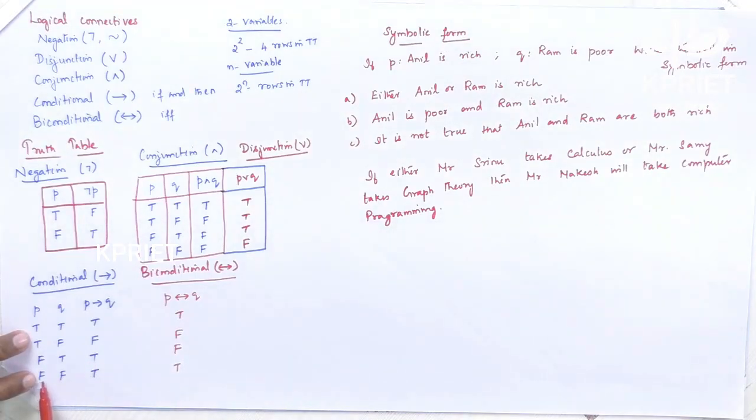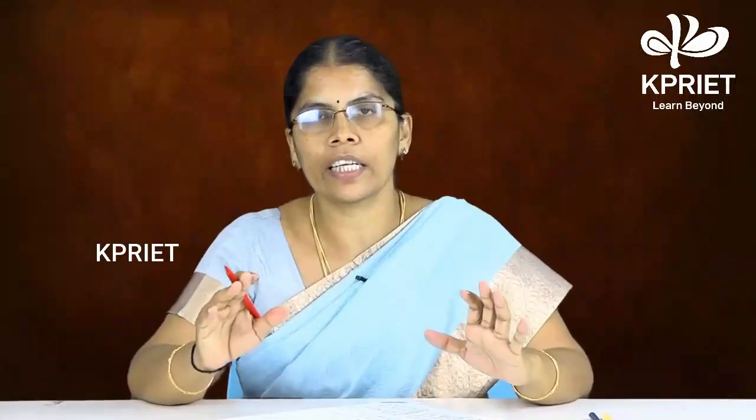Here also it is identical, FF, so therefore I'll have the truth value to be T. But here, if you see, I have got a mixture of T and F, so therefore the net resultant will be F. So for the biconditional, the truth value will be T only if the truth values of P and Q are identical. So this is how we will be constructing the truth table for the various basic logical connectives.